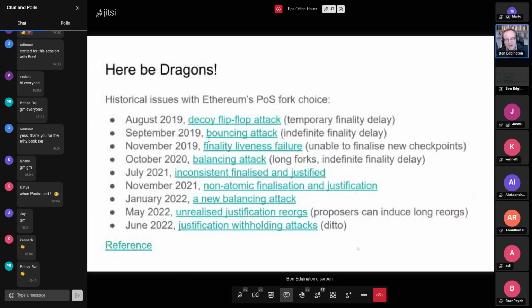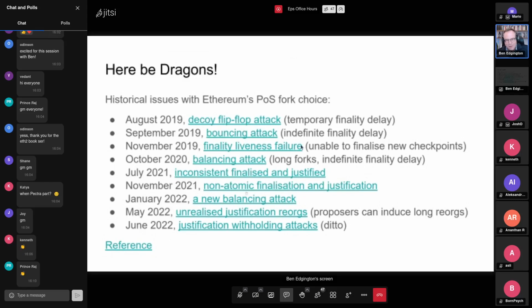Here be dragons. This slide is a partial list of issues with Ethereum's proof of stake fork choice going back in time. It's not going to go into all the detail now, though we will revisit one or two of these in slides to come. Although it can look superficially quite simple and the concepts are not too hard, it turns out to be fiendishly hard to reason about. There are horrendous edge cases, and it's very easy to get stuff wrong. And this kind of ignominious history is testament to that.